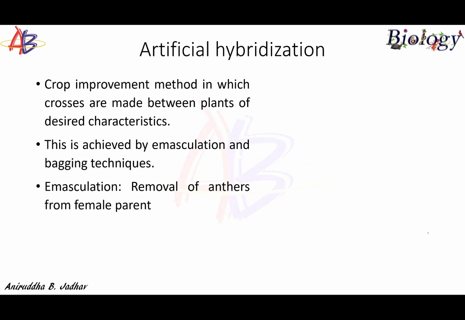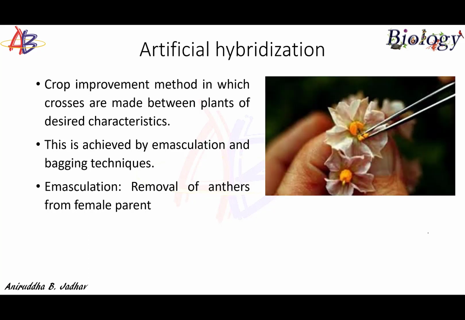So first let us learn about emasculation. Emasculation is the removal of anthers from the female plant's flower bud before the anther undergoes the dehiscence process, right? So before the anthers mature, they are removed, and that method is called emasculation. Here you can observe the anthers being removed with the help of forceps, right? In this plant, as there will be no anthers, self pollination is not possible.